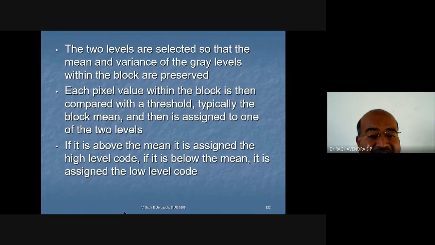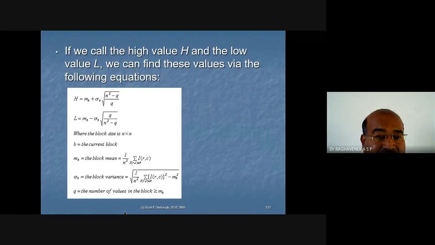So either theory is a little bit difficult to understand. That is why we will take a problem for this. Then you can easily understand how this mean and variance can be used to find the threshold value, as well as how it can be assigned above and below. These are some of the standard formulas we have to use in order to solve the problems.